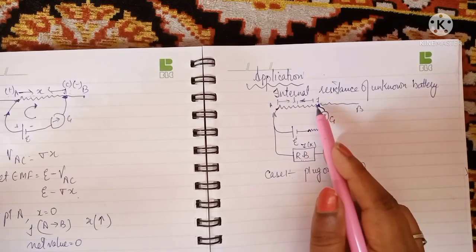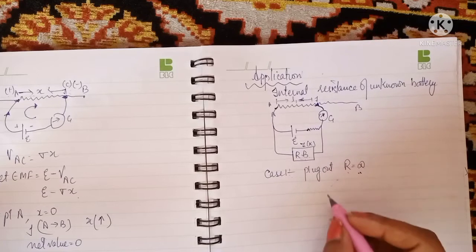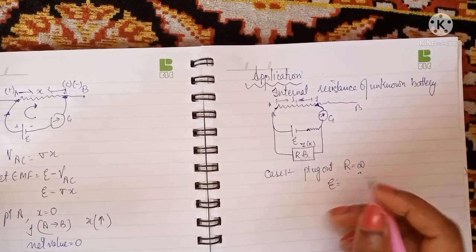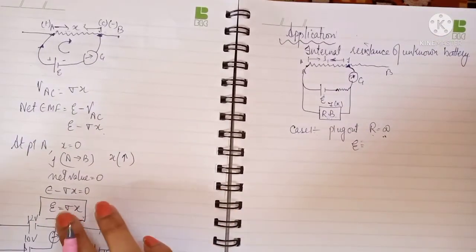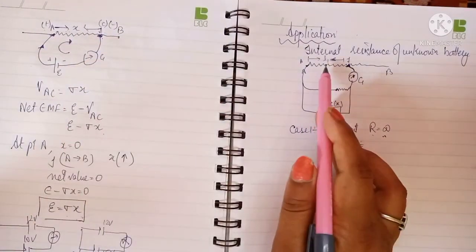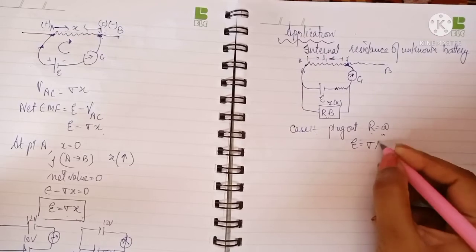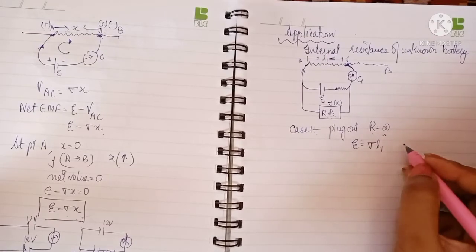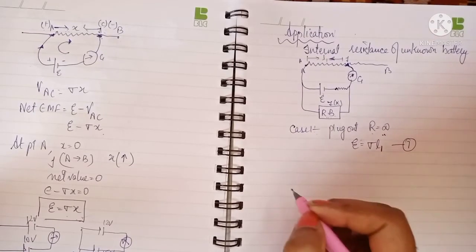Okay, so when we are moving the jockey, we get the EMF, and the EMF, as we have calculated earlier also, is sigma x. Here it is x because the length is x, but here it is L1, so that's why E is equal to sigma L1, right? Give it equation number 1.